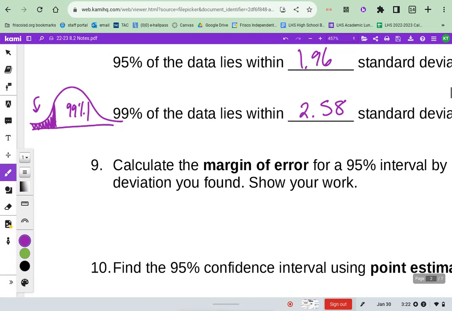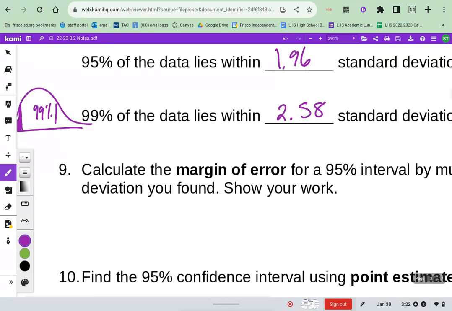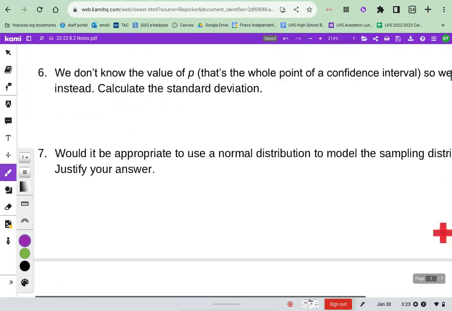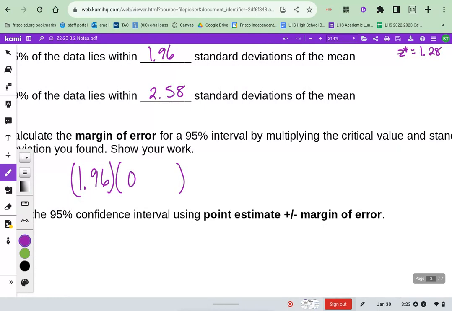Okay, so now we can calculate the margin of error for your confidence interval. Since we're doing a 95% confidence interval, everyone's going to do 1.96 times whatever standard deviation you got. So for mine, let's see, what was it? 0.065. So whatever your standard deviation times your critical value is your margin of error.